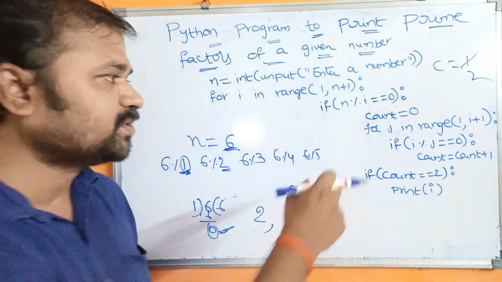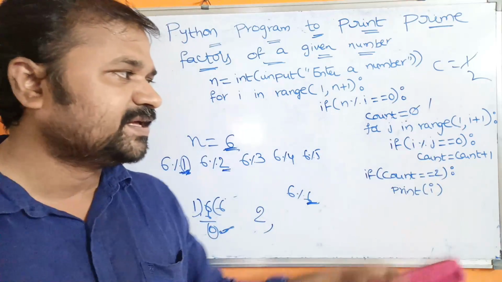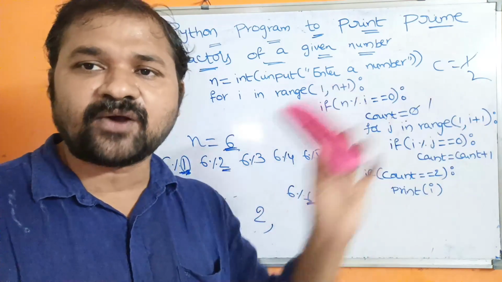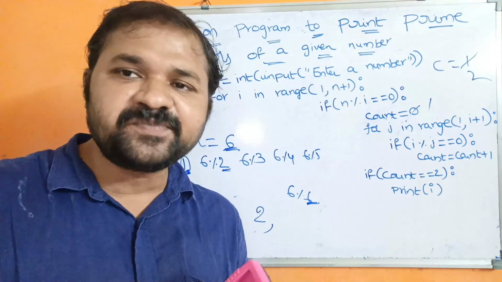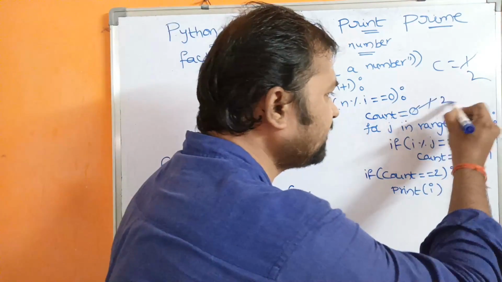Condition is true. So count plus 1. Previously count is 0. Now count will become 1. Next, 3 modulo 2 double equal to 0. Condition is false. So count won't get incremented. Next, 3 modulo 3 double equal to 0. Condition is true. Next count will become 2.